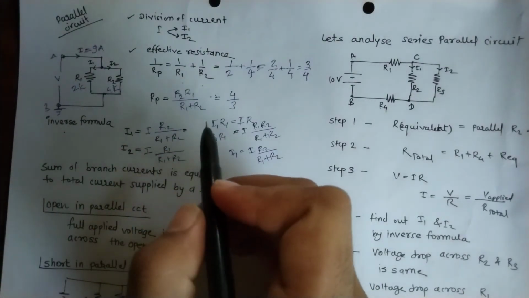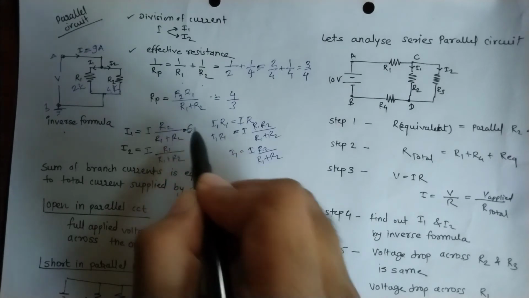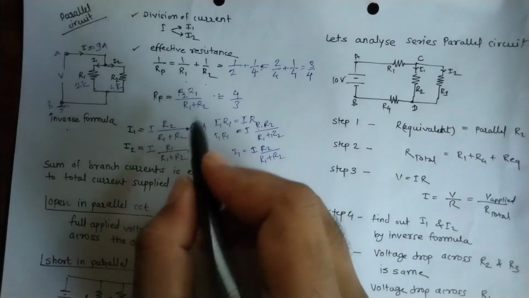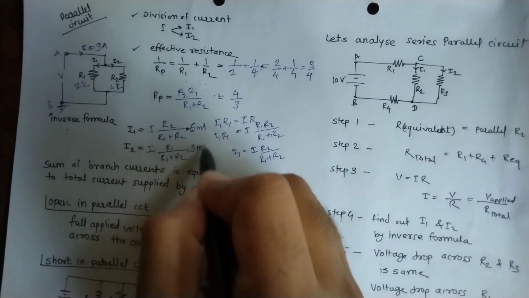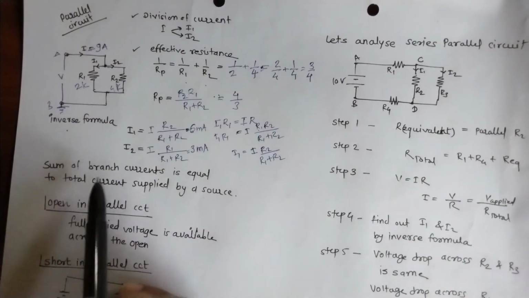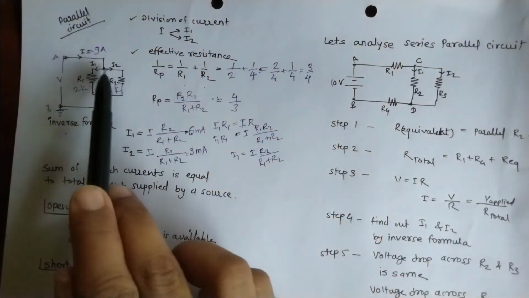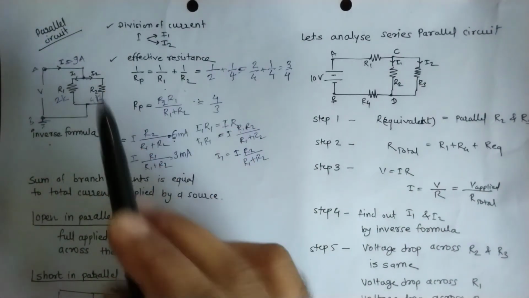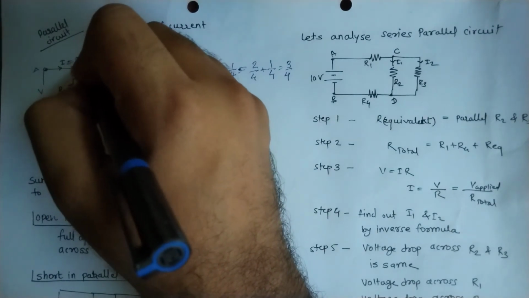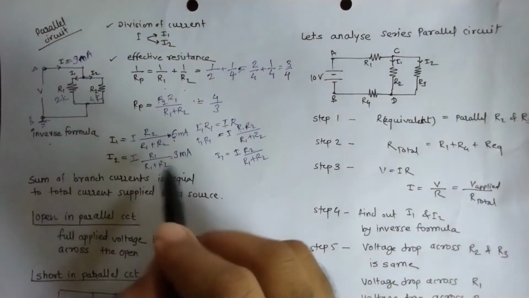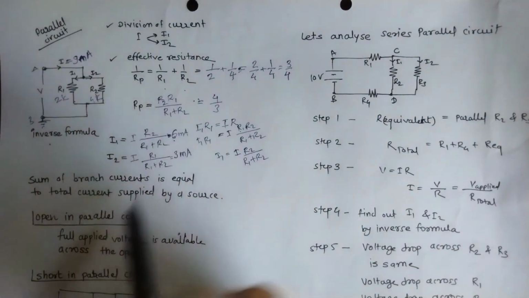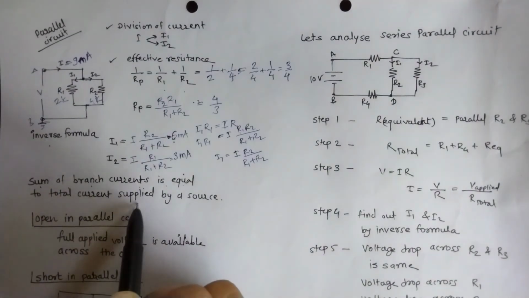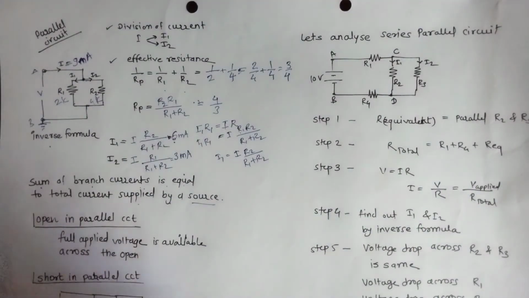So by putting all values, we get the value of I1 as 6 milliampere, and here we will get 3 milliampere. Okay, so we will get the division of the total current, that is 6 plus 3, that is 9 milliampere. So we can say the sum of the branch currents is equal to the total current supplied by the source, right?